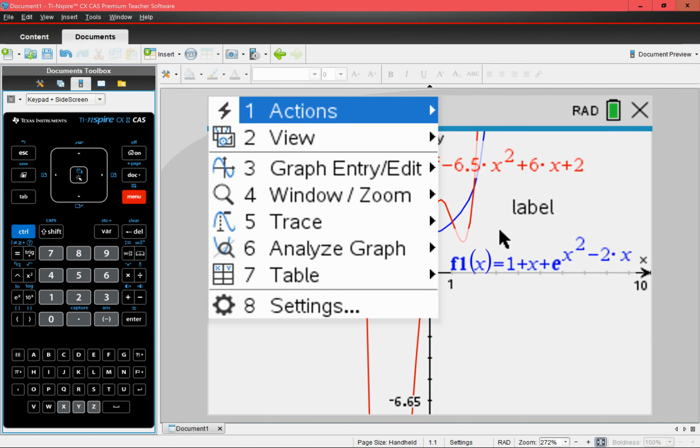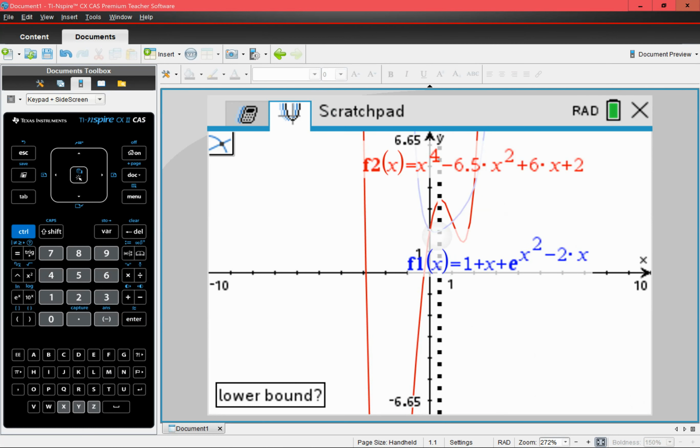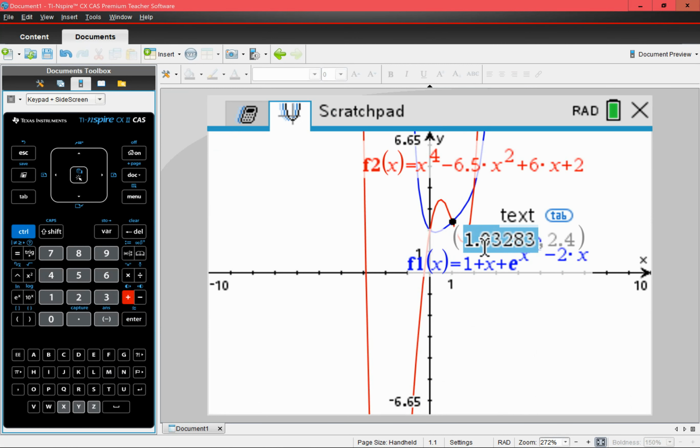So that's going to be our menu, analyze graph, intersection. We need to be over here somewhere. And then over here, there we go. Intersection 1.03. I think we need some more decimals on that. In fact, we should probably just store this.